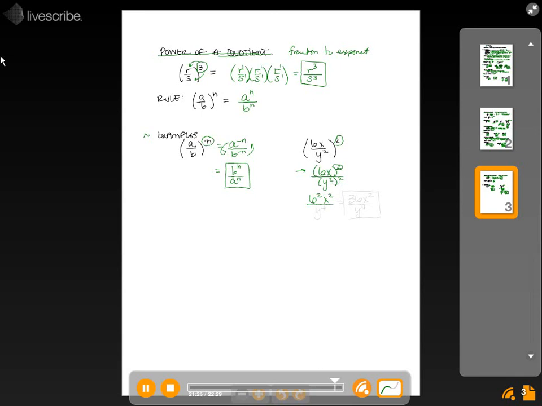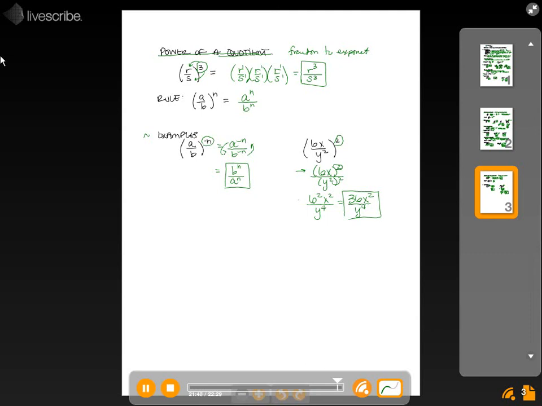On the bottom, it's a power to a power, so we multiply our exponents together. 2 times 2 is 4. It's y to the 4th. We've got one more step. We need to simplify the 6 squared. 6 squared is really 36. So it's going to become 36x squared over y to the 4th. And there's the answer to our problem.